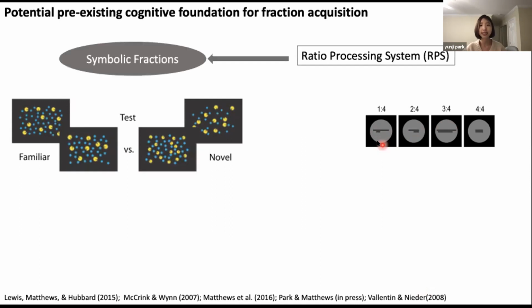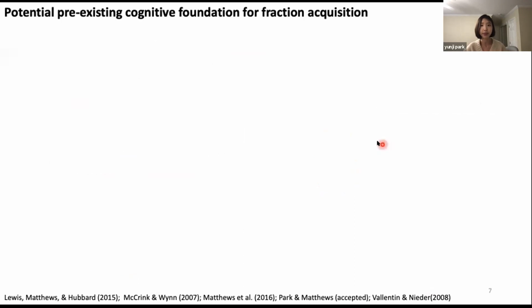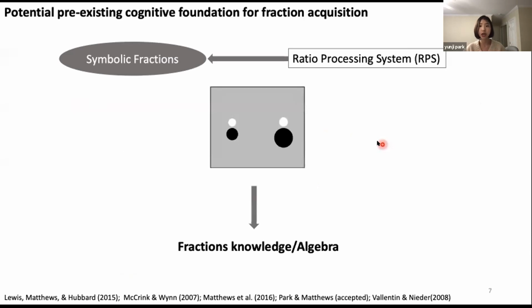Our team called this basic perceptual ability the ratio processing system, RPS, which is dedicated to processing non-symbolic ratios. The existence of the RPS was supported by evidence that even 6-month-old infants and monkeys can process non-symbolic ratio magnitudes. Studies have also shown that the discriminability between two non-symbolic ratios relates to fraction knowledge among both children and adults. However, how this non-symbolic ability might be used to support reasoning with fraction symbols is still not fully understood.